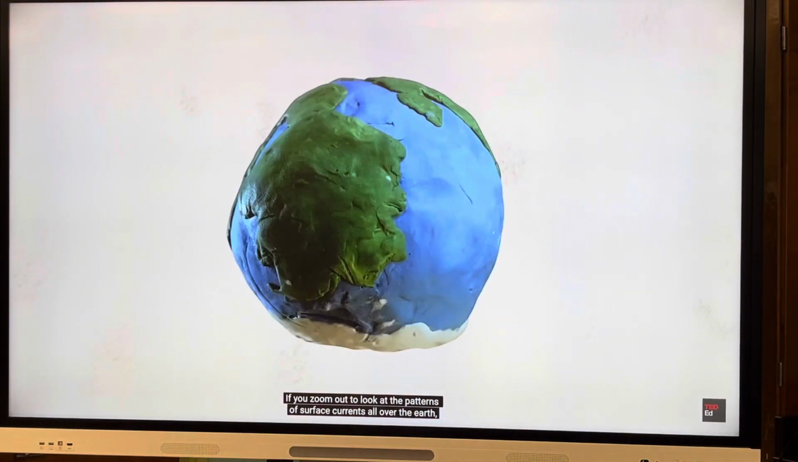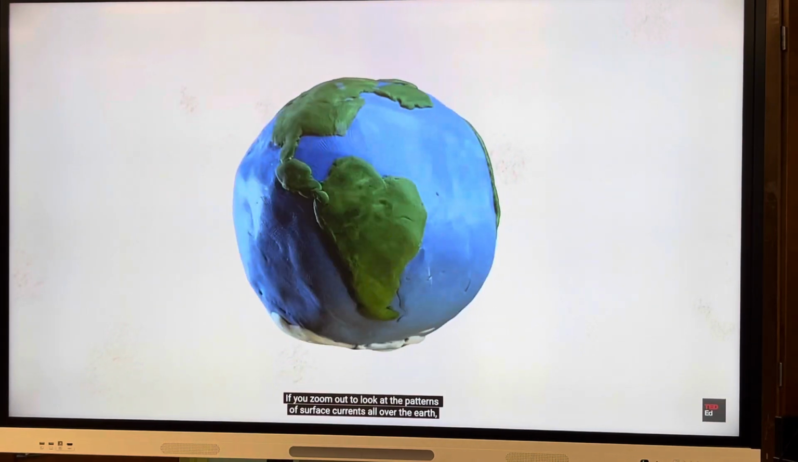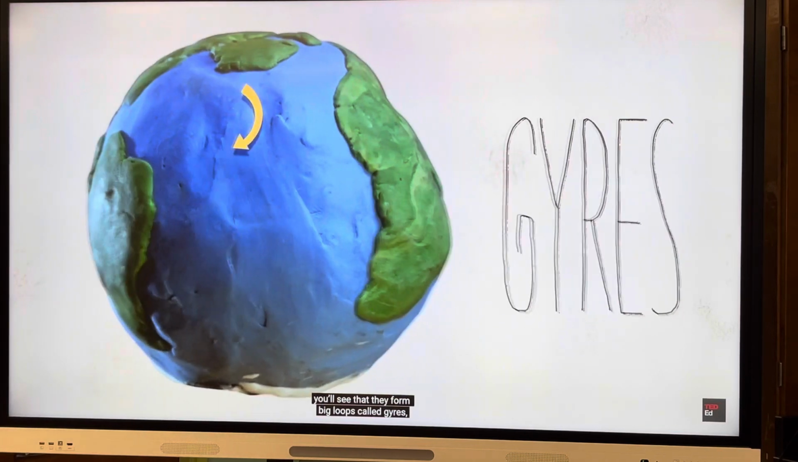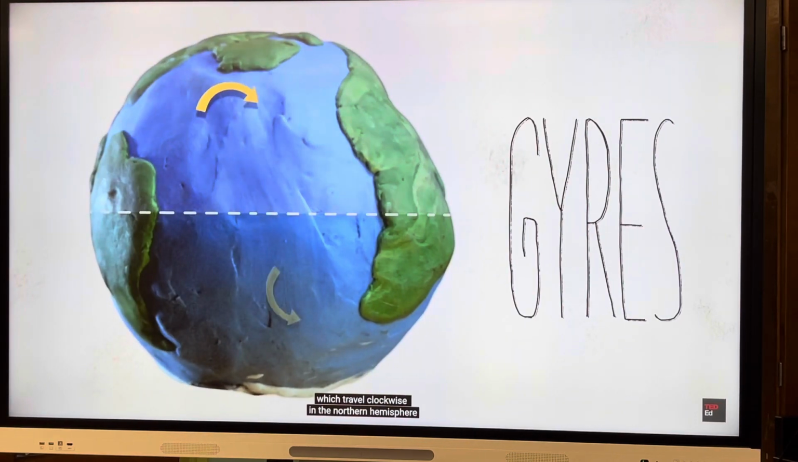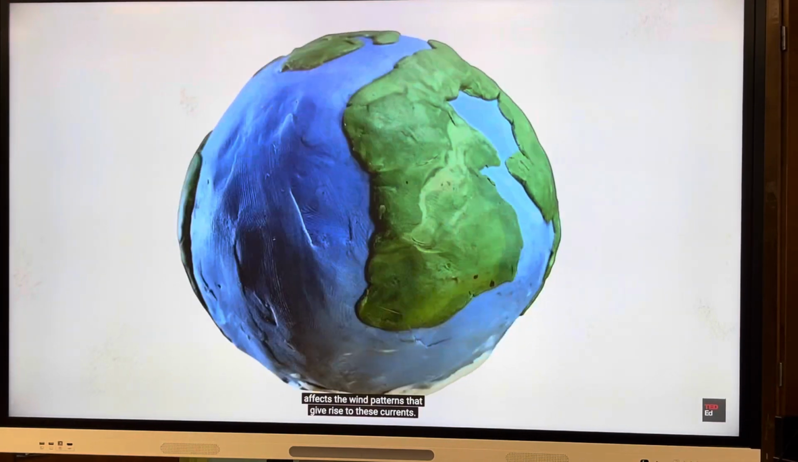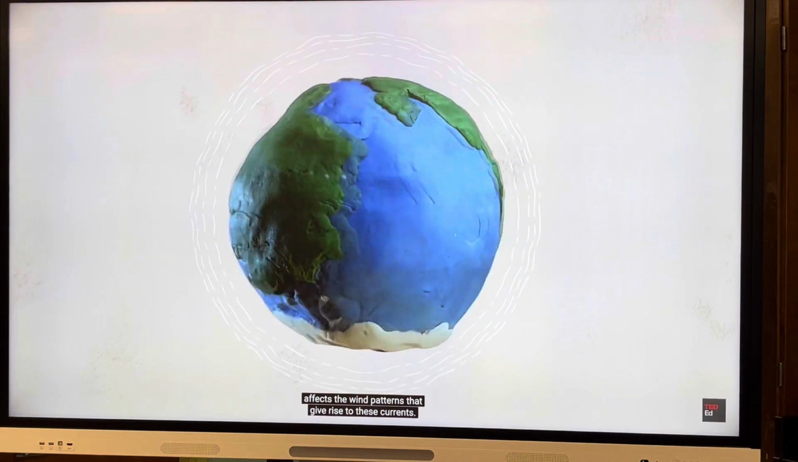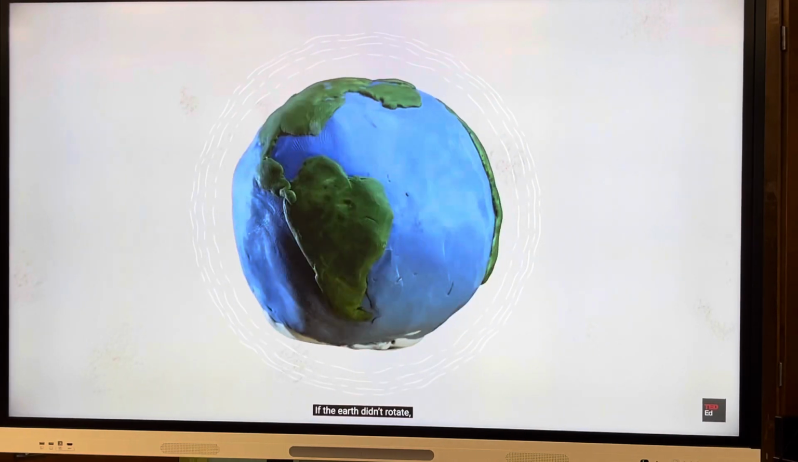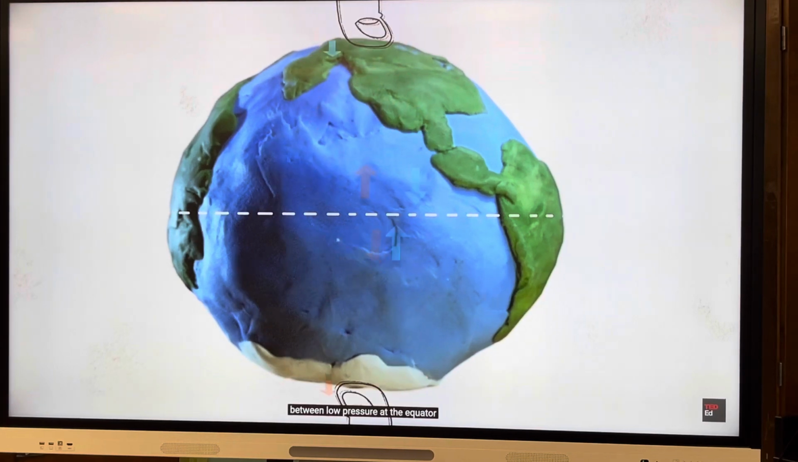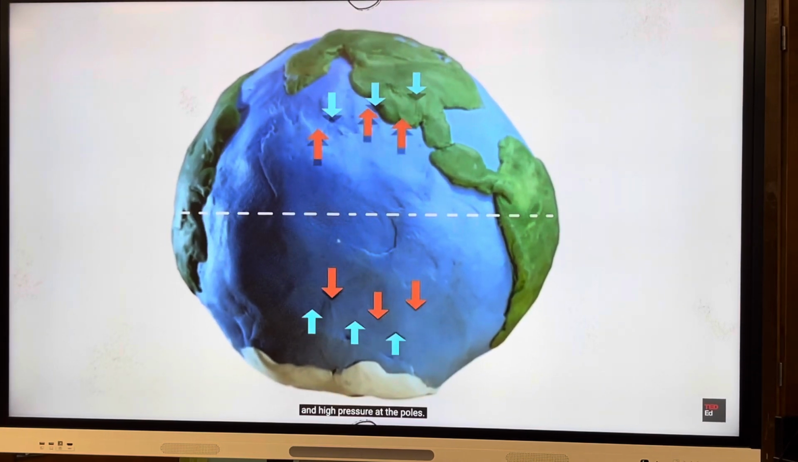If you zoom out to look at the patterns of surface currents all over the Earth, you'll see that they form big loops called gyres, which travel clockwise in the northern hemisphere and counterclockwise in the southern hemisphere. That's because of the way the Earth's rotation affects the wind patterns that give rise to these currents. If the Earth didn't rotate, air and water would simply move back and forth between low pressure at the equator and high pressure at the poles.